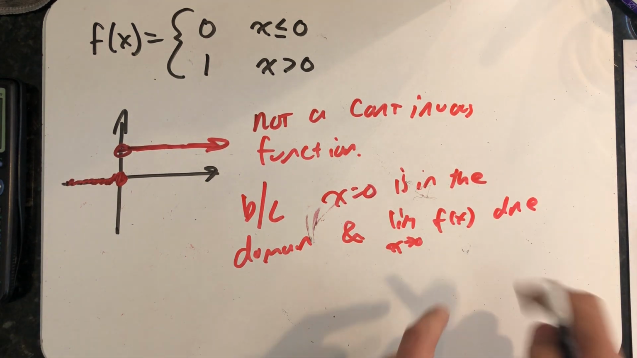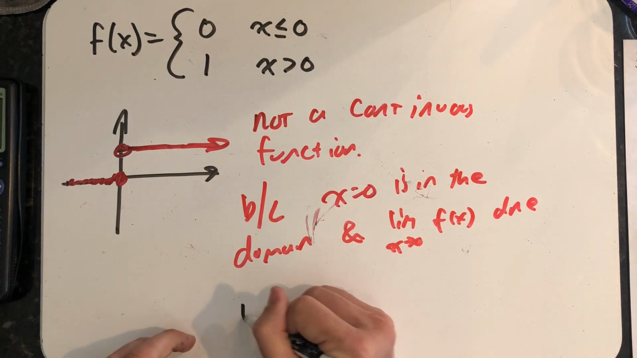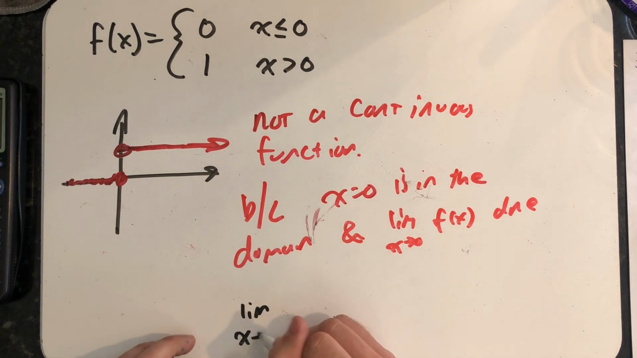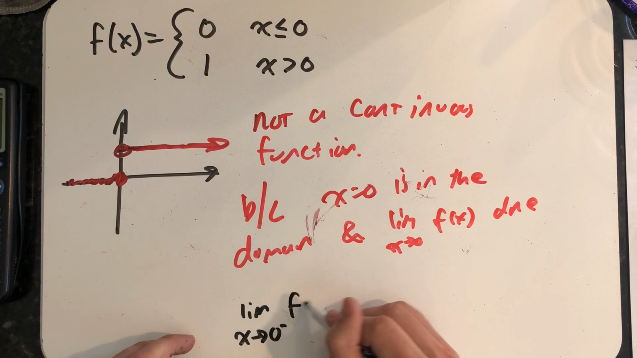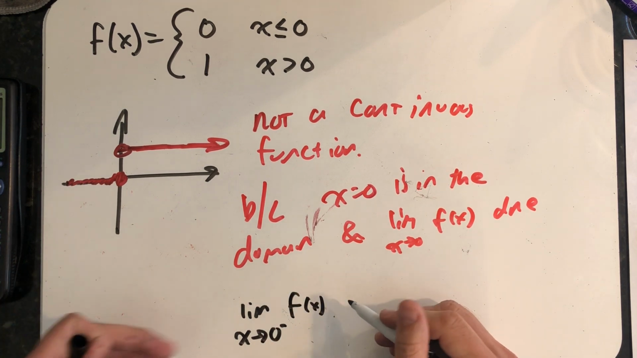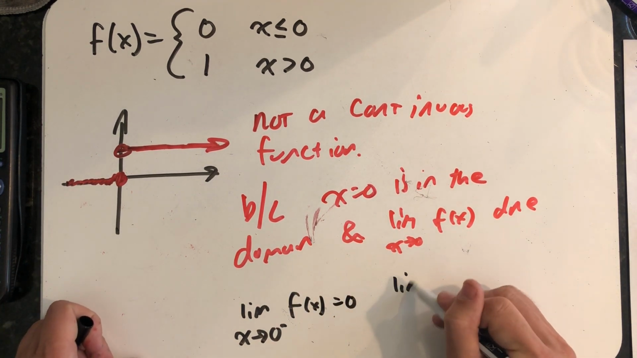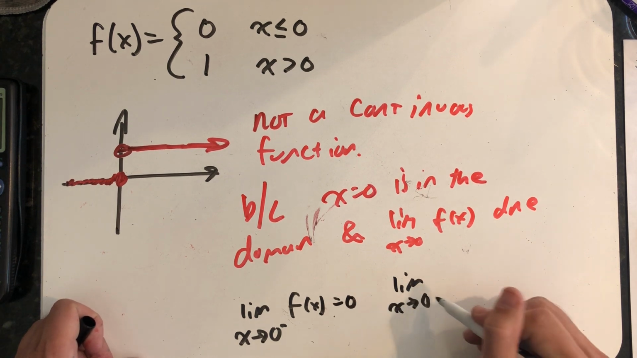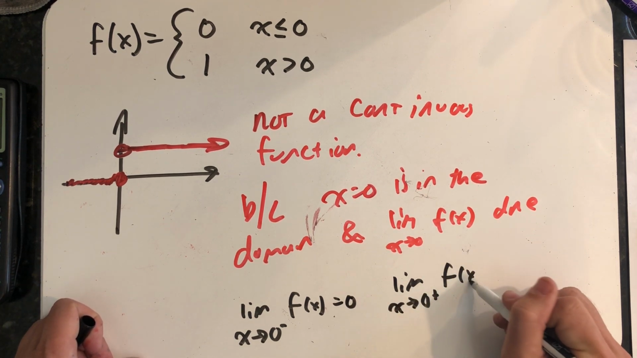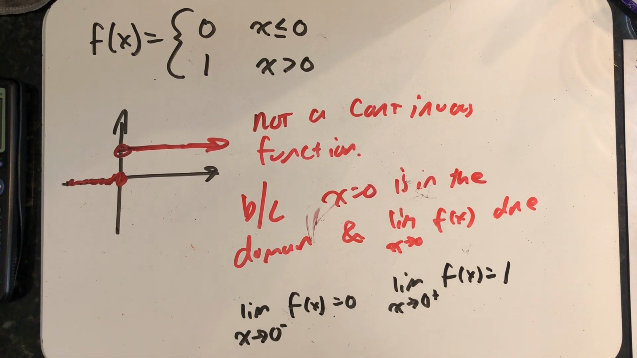And if someone asks me, hey, why do you know that limit doesn't exist? Well, I just go on and show them the one-sided limits. As I approach 0 from the left-hand side, I get 0. And as I approach 0 from the right-hand side, I get 1. All right, there's my little lesson on what it means to have a continuous function.